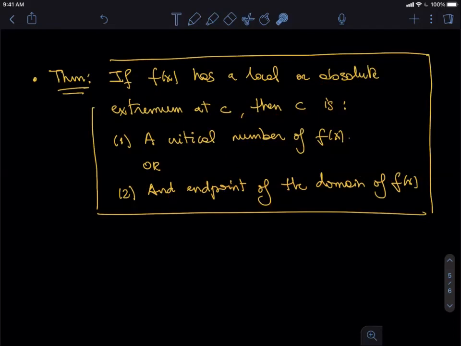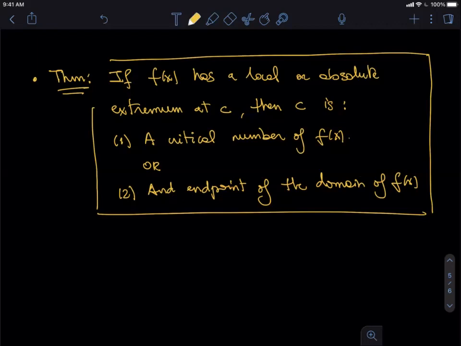So this is very good because it's saying that if you want to find the local or absolute maximum or minimum of a function, all you need to do is to check for the critical numbers and endpoints of the domain, which really narrows down the search to just a few numbers.